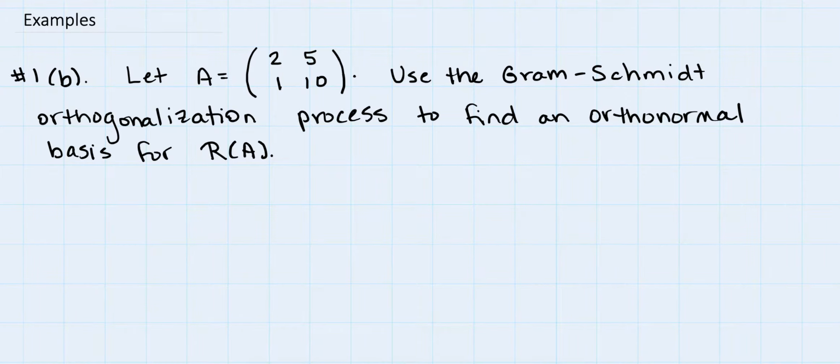We're going to look at two examples of the Gram-Schmidt orthogonalization process. The first example is a problem from your book. This is number 1, part B. It says let A be this 2 by 2 matrix. Use the Gram-Schmidt orthogonalization process to find an orthonormal basis for the range of A.